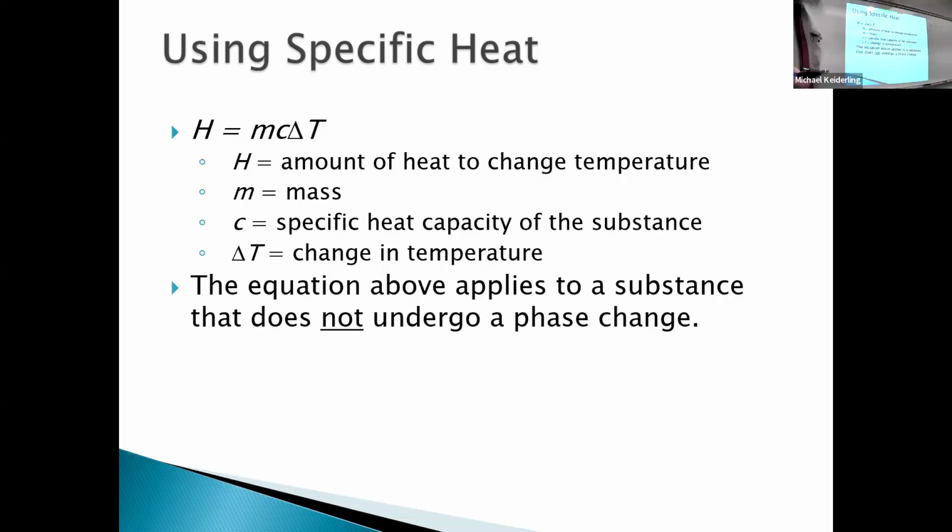And this applies to a substance that does not undergo a phase change. And for specific heat, you do need to keep track of the units. So for example, if the unit is given in joules per kilogram degree Celsius, it'll be joules. Given in calories per gram degree Celsius, you sort of have to keep track of that.